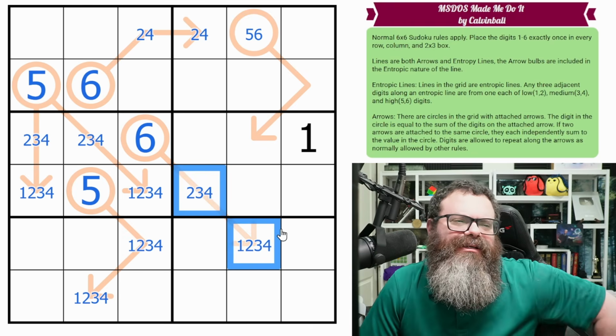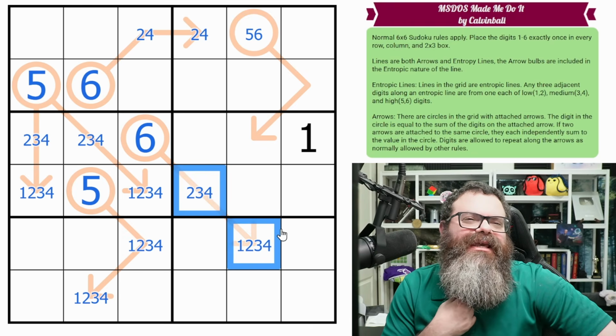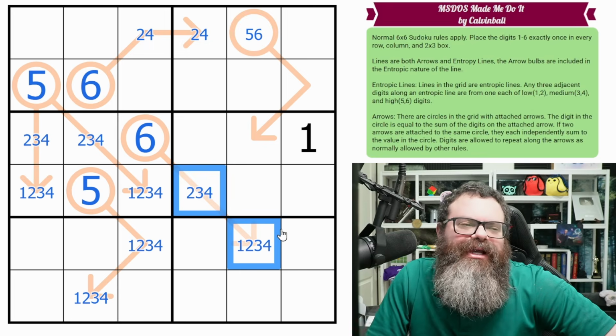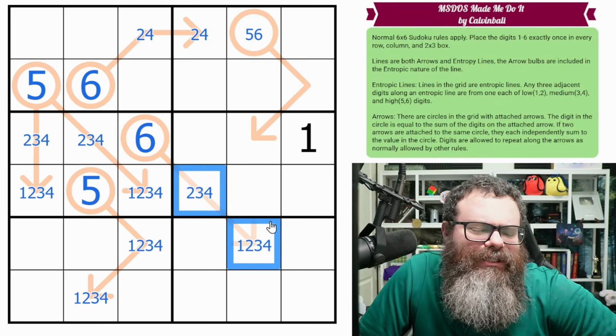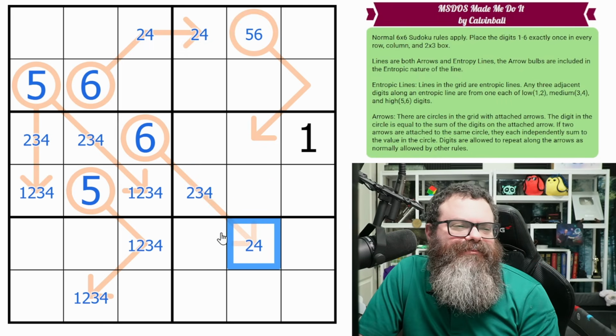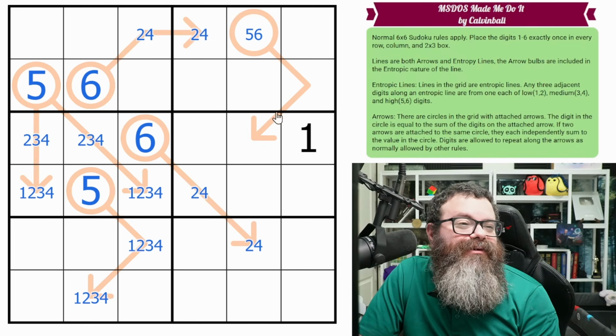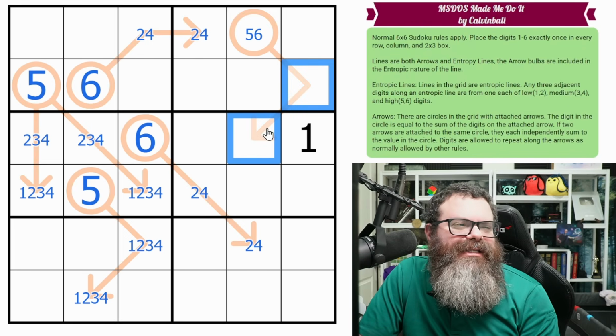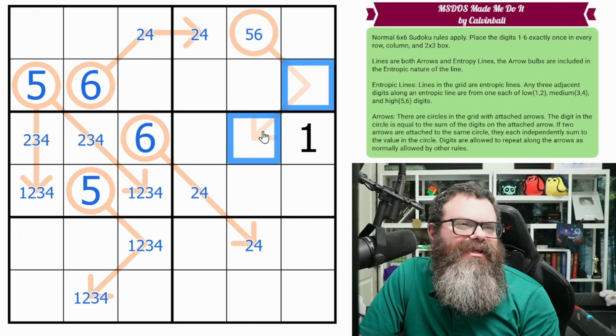Now this... Oh, I was going to say it could be 3, 3, but obviously we can't repeat a digit because that breaks the entropicity. And so this is also 2, 4. All the 6s are 2, 4. Now, I guess that raises the question, can this be 2, 4? Which, if it can't be, it would force a 5.